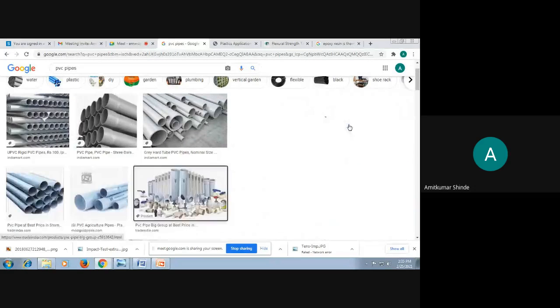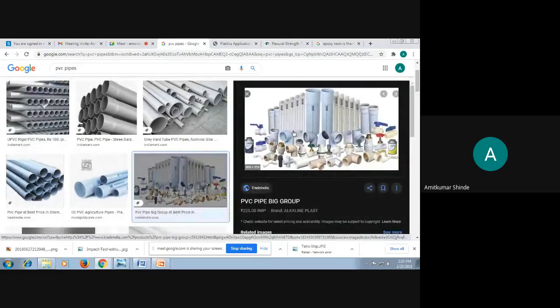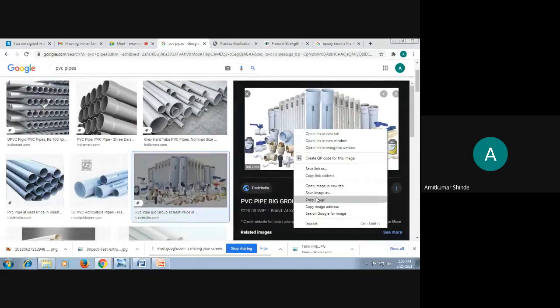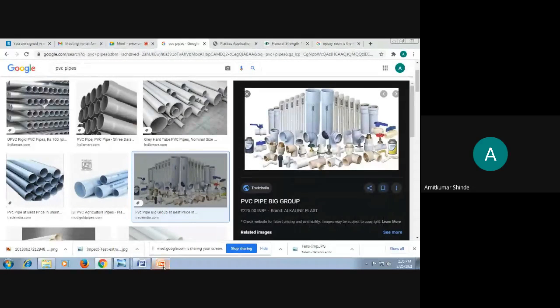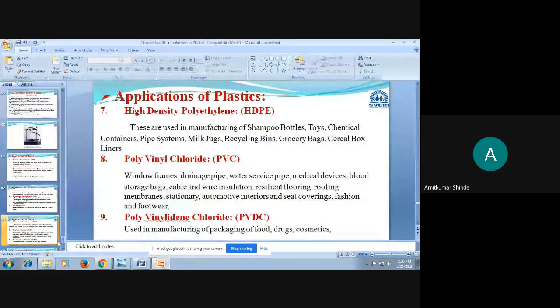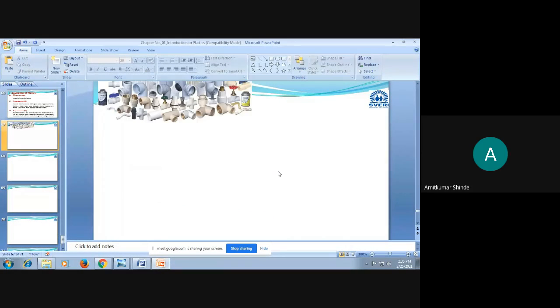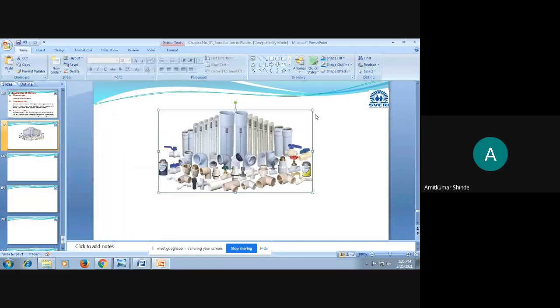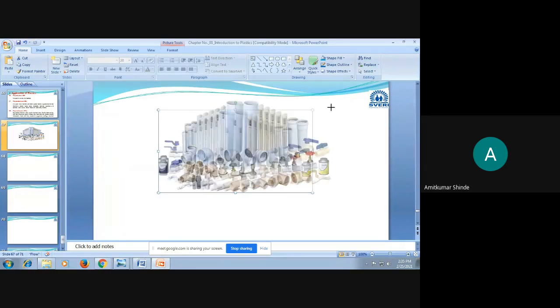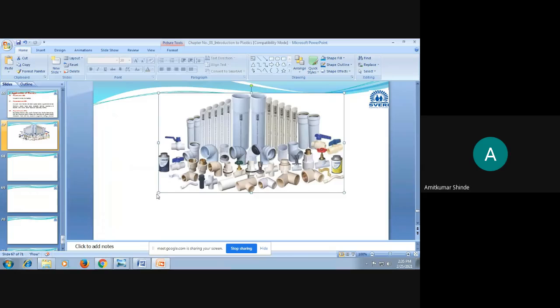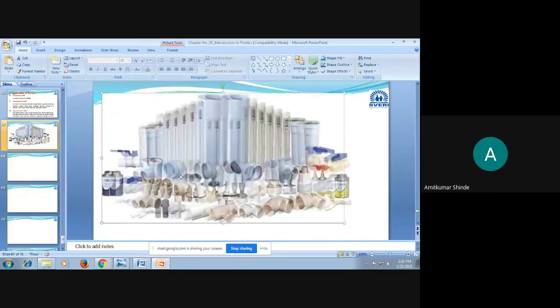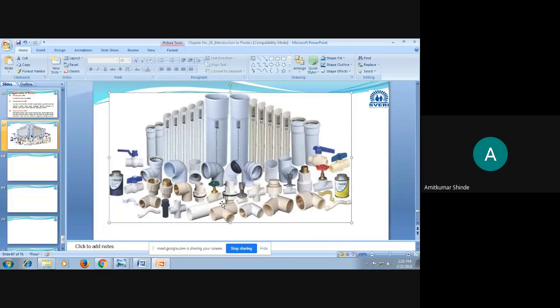Okay, here you can see. If possible, I will copy this image. So you can see these are different components manufactured from the PVC material. It is polyvinyl chloride. All these we are using in plumbing operations.